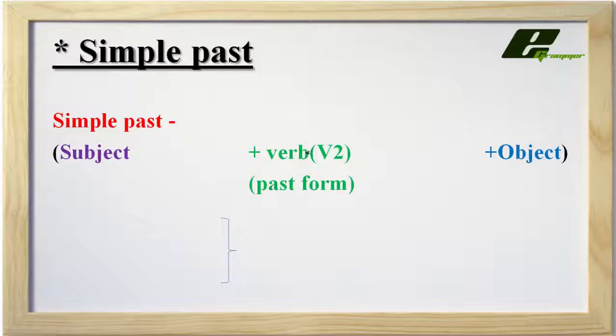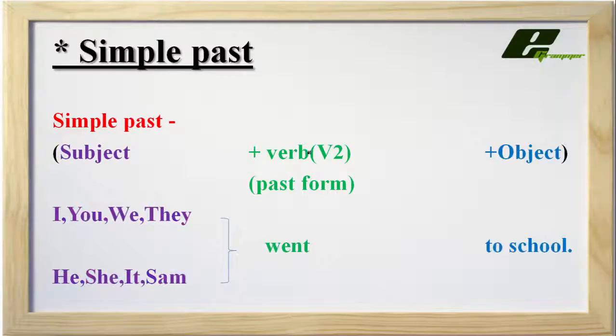See, an example for this so you will get it much better. I, you, we, they, and he, she, it, and Sam. Now, here I'll make my sentence with Sam. Sam went to school. This means this action has already taken place in the past and we're talking about it. So went is the past form of go. Go is the base form, which is known as V1. Went is the past form, which is known as V2, and then comes gone, G-O-N-E, which is known as V3. So we are going to use this V2 form, went.